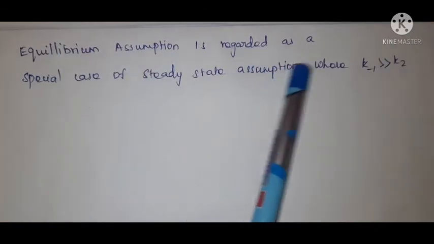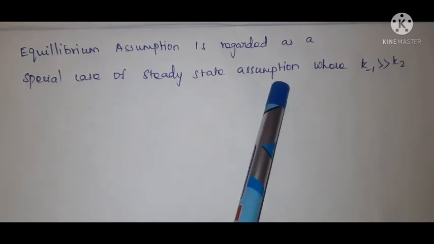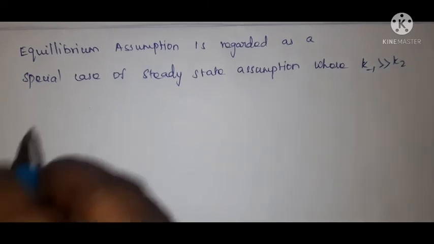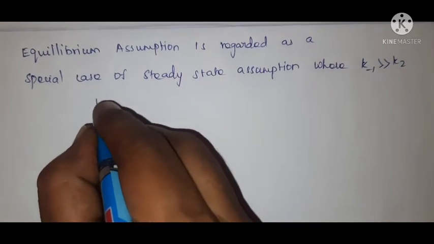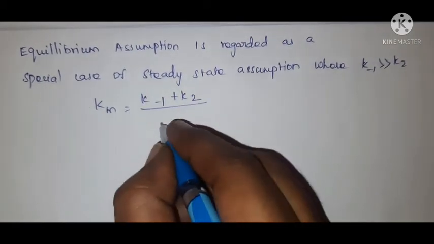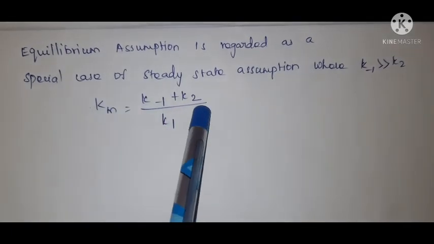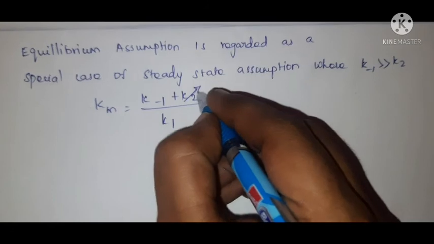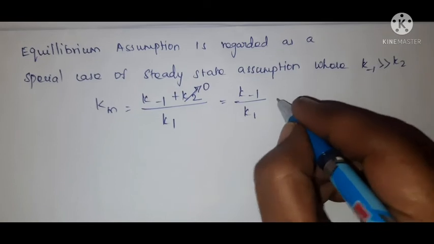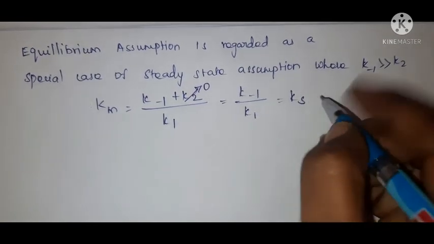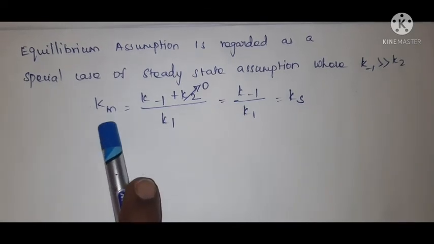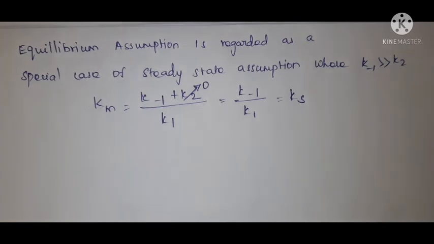Then the equilibrium assumption is regarded as a special case of the steady state assumption when K minus 1 is much greater than K2. Consider the constant term of the steady state assumption: Km is equal to K minus 1 plus K2 divided by K1. If K minus 1 is much greater than K2, then K2 is negligible, so this term becomes K minus 1 divided by K1. This is nothing but the dissociation constant by the rapid equilibrium approach. The Km is the Michaelis constant in the steady state approach.